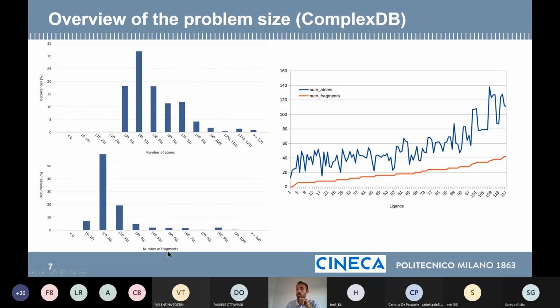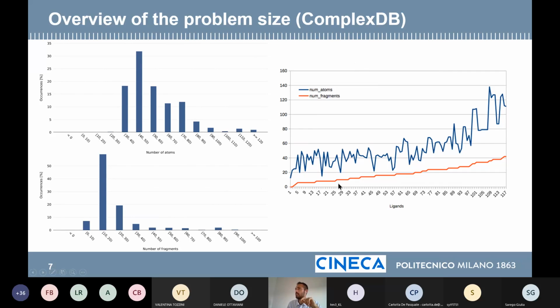If you look at the fragments, as I told you, each time there is a rotatable bond you have to split into 2 fragments, and the majority of these molecules had a number of fragments going from 10 to 20. Since usually the number of fragments is 2 times the number of rotatable bonds, this means that it peaks around 5 to 10 rotatable bonds.